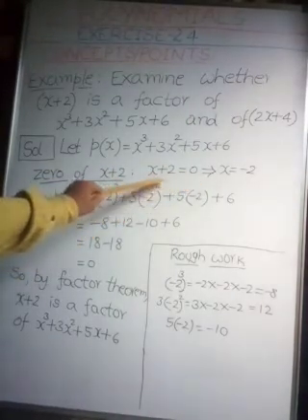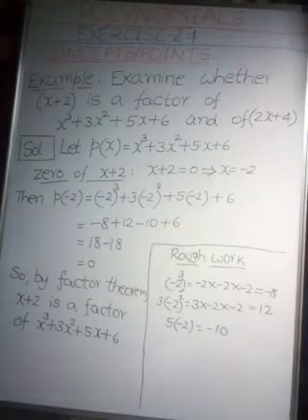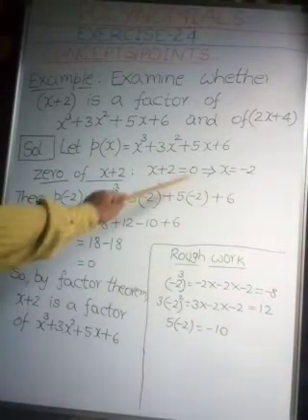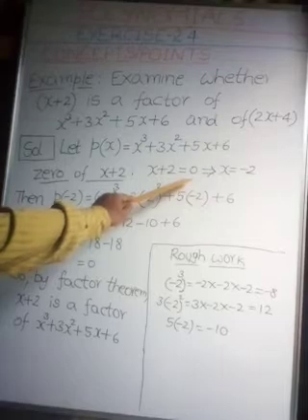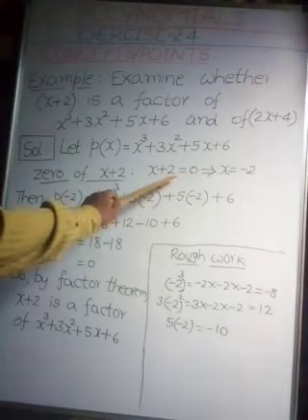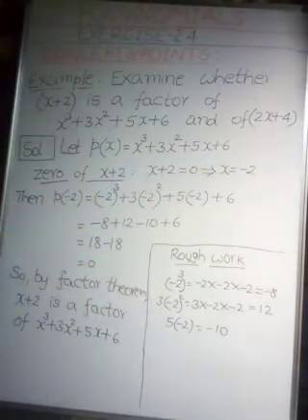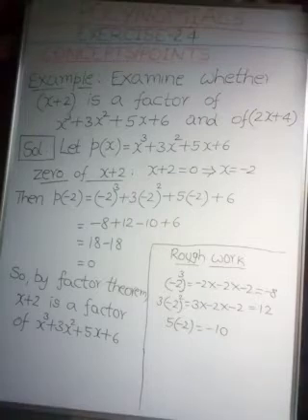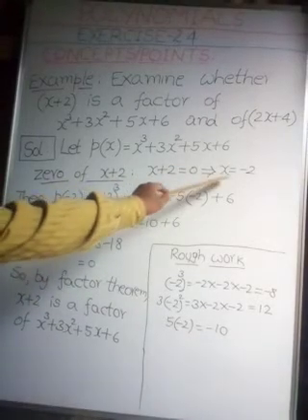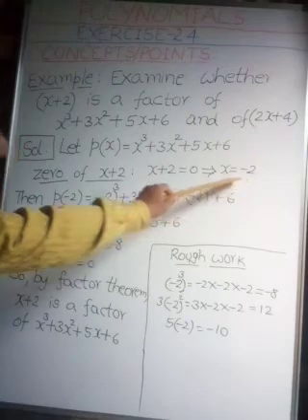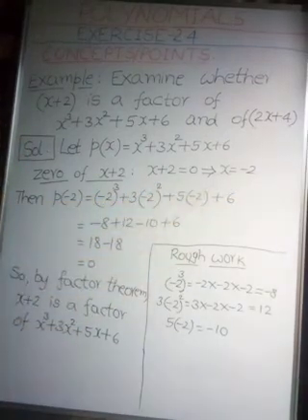So we get an equation in x. We solve it. x plus 2 is equal to 0. If you move plus 2 to the RHS, then it becomes minus 2. So x is equal to minus 2. We got the value of x, that is x is equal to minus 2.